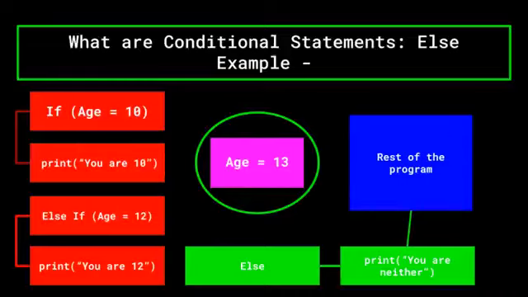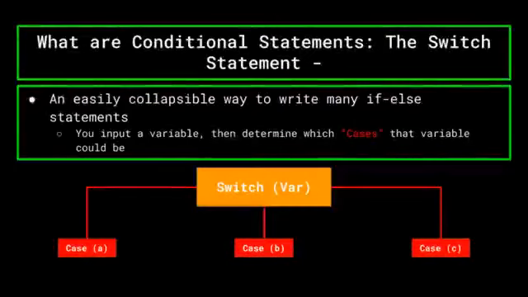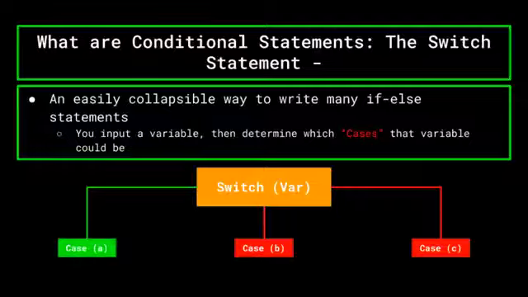After a while that can get pretty cluttered, and so another very useful conditional statement which helps circumnavigate this problem is a switch statement. A switch statement is functionally similar to many if and else if statements together. You write a switch statement in the form of switch variable, and then below that you write out how many cases the variable could be.